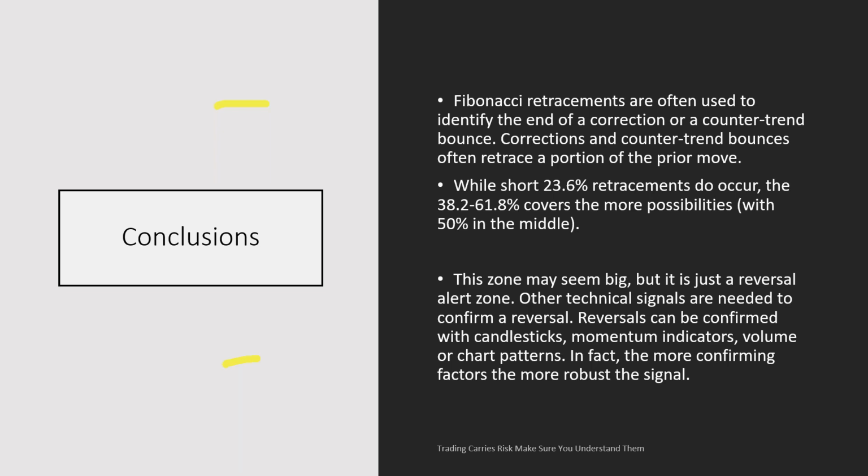Now this zone may seem big, but it's just a reversal alert zone. Other technical signals are needed to confirm a reversal. Reversals can be confirmed with candlesticks, momentum indicators, volume, or chart patterns. In fact, the more confirming factors, the more robust the signal. Well, I hope that gives you some idea of how to combine Fibs into a trading strategy.